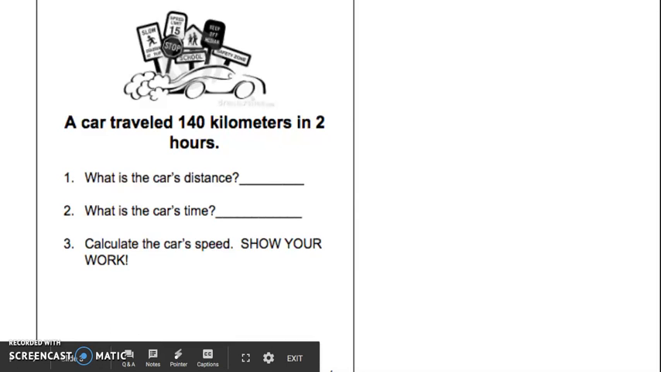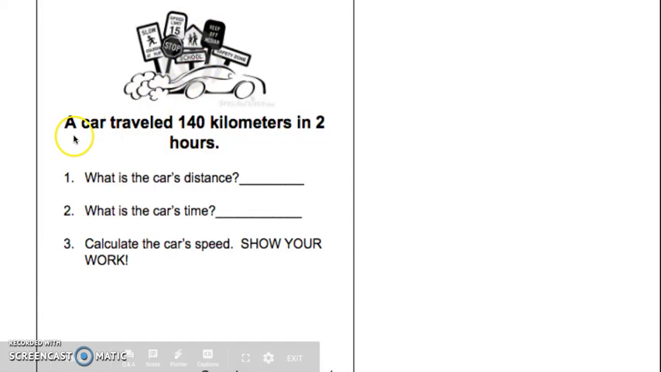All right, students, the first problem you have, there is an image for you and it reads like this. A car traveled 140 kilometers in 2 hours. So now we know in this problem what is the distance and what is the time. So we know that words like meters, kilometers, feet, miles, those are all things that talk about distance. Hours, minutes, seconds, even days, that talks about time.